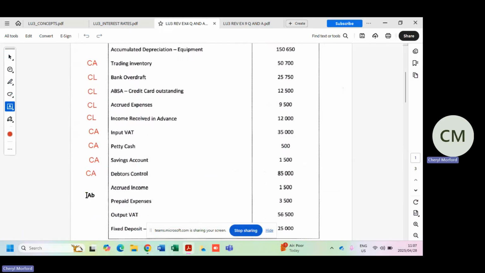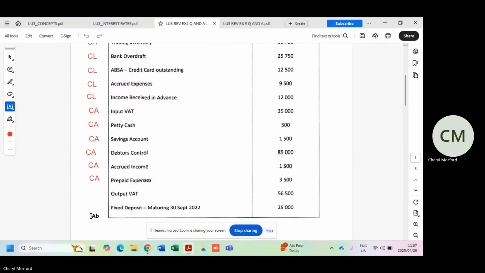What then about accrued income and your prepaid expenses? All right, these are favorable for the business. So your accrued income is a current asset, whereas your accrued expenses, as we saw earlier, are current liabilities. Then prepaid expenses. This is a benefit to the business, having paid in advance, current asset. So note that prepaid expenses, current asset, whereas income received in advance, current liability.